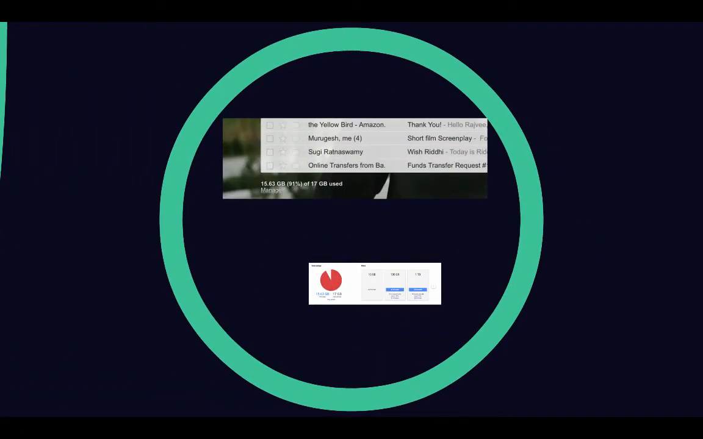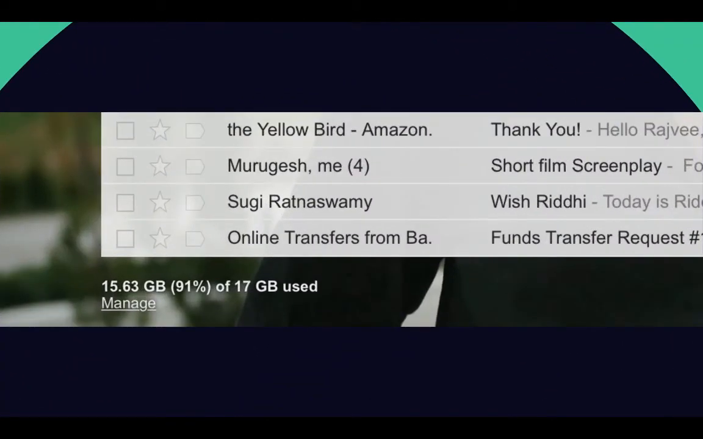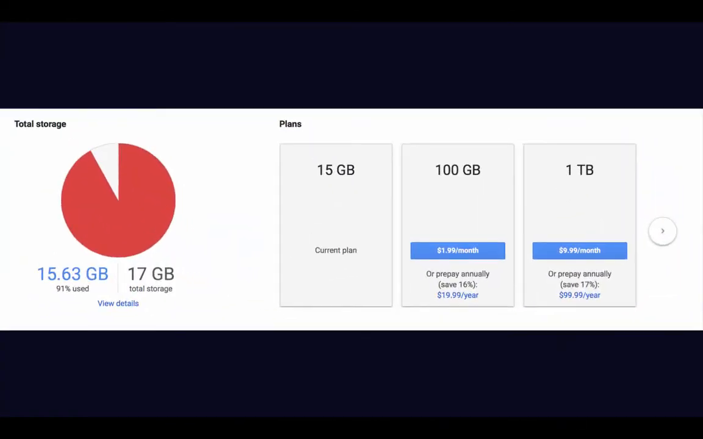For instance, this is just a screenshot of my email. It's almost full. I've got 91% of my Gmail full. And if you look at all the other details also, I guess I have to start paying money for my storage, because I'm practically out of space. I am contemplating buying 100 gig, because it's only $2 a month and I don't mind spending that.